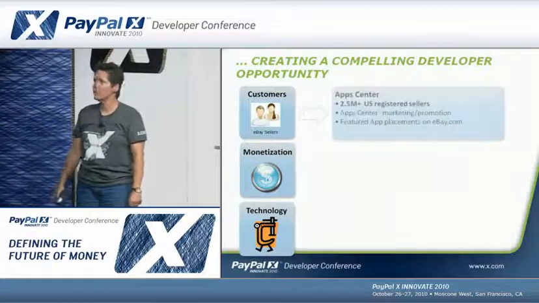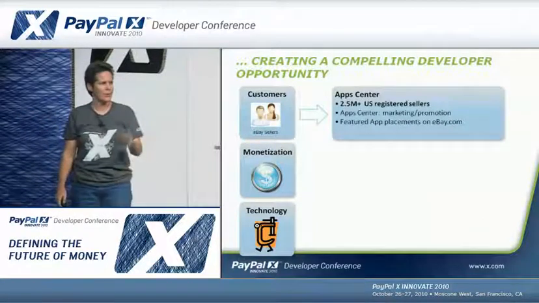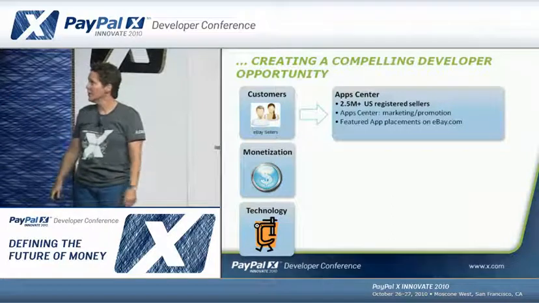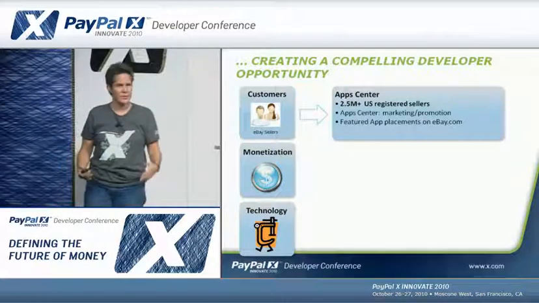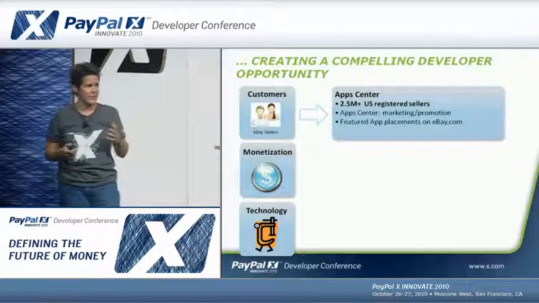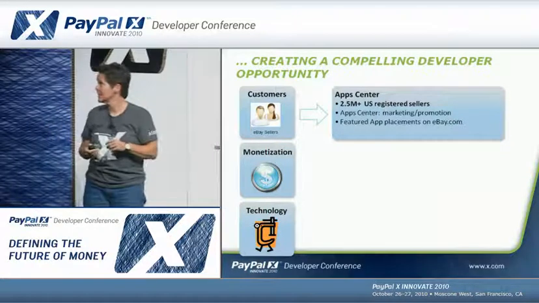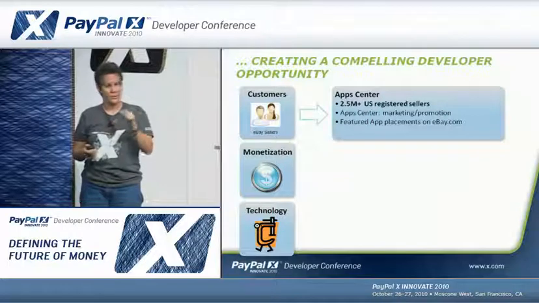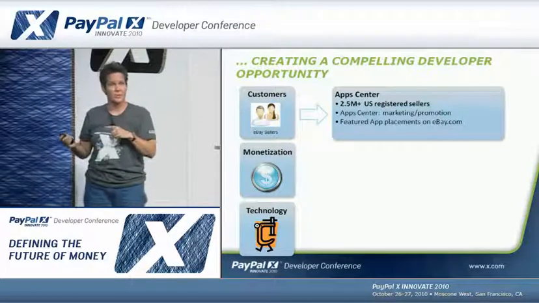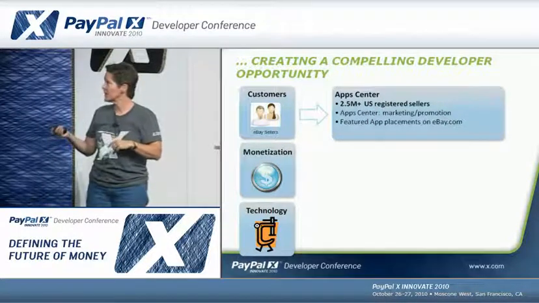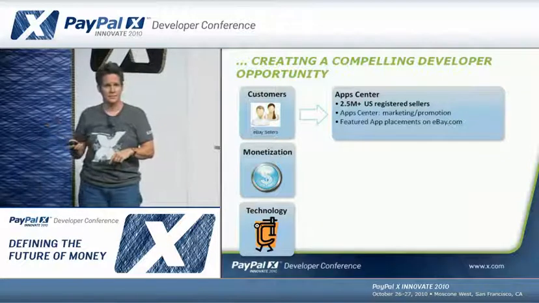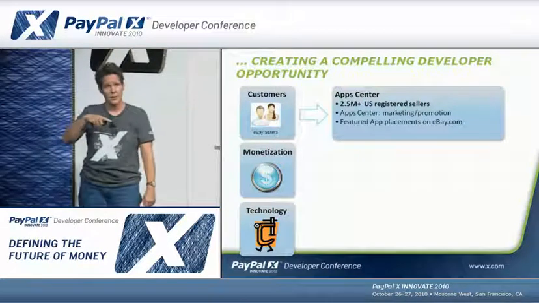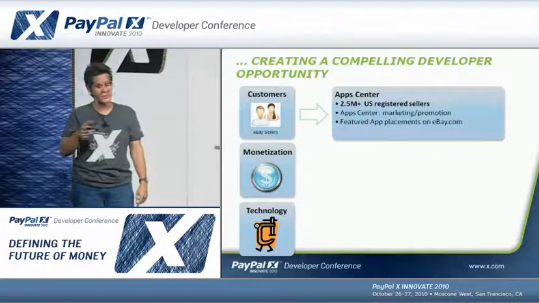Customers. We bring the customers to you. They don't go anywhere else. We have, right now, over 2.5 million sellers that come to My eBay on a regular basis to do their selling activity. The App Center is right where they go every day. There are several links within eBay that take you to the App Center, as well as marketing placements throughout eBay.com. And we plan on doing the same thing on our other properties, other marketplaces around the world.